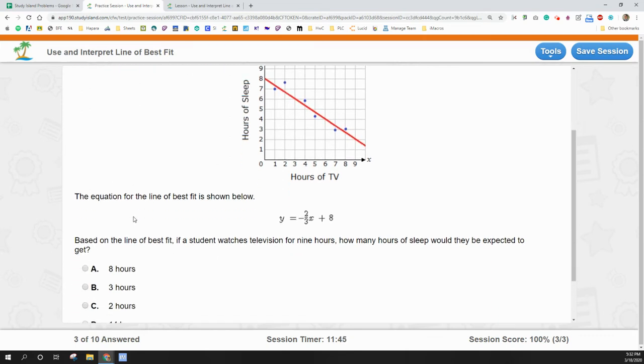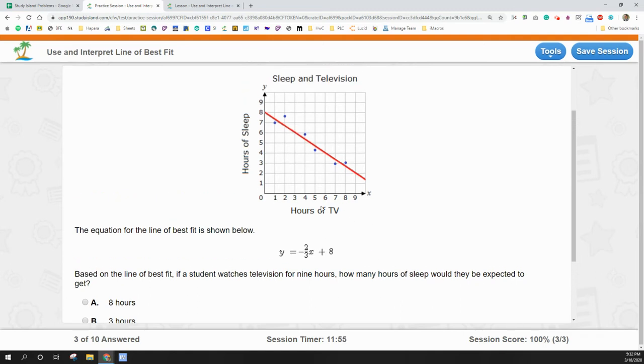Let's go ahead and read our problem. Based on the line of best fit, if a student watches television for 9 hours, how many hours of sleep would they be expected to get? All we have to do to answer this question is go to 9 hours of TV on our chart and see where the line goes through that 9-hour mark. The line goes through the 9-hour mark right there. And if we follow that over to the y-axis, we see that's 2 hours of sleep.